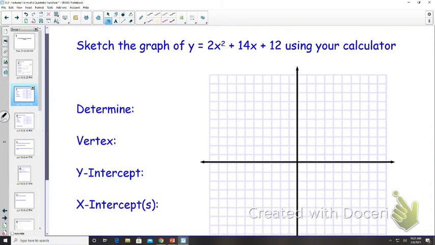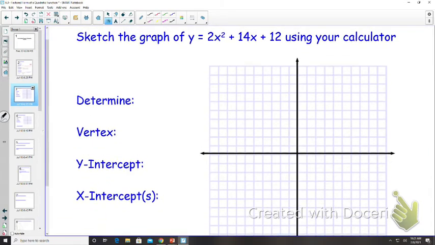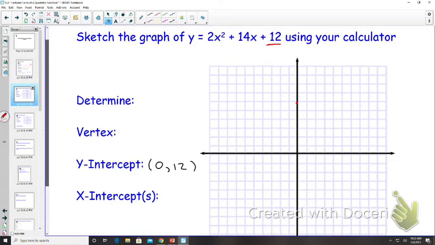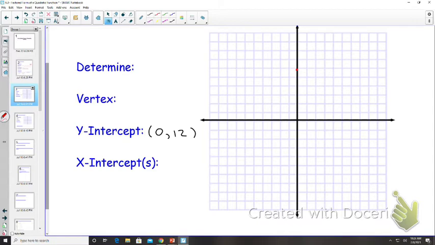Okay, using your calculator, go ahead and bust these out. Sketch the graph of 2x squared plus 14x plus 12. Looking at this quadratic equation, again in standard form, ax squared plus bx plus c, we can tell that our y-intercept is going to be at 0 and 12. If you use the calculation functions on your calculator, you can find your other values. We're going to have a vertex at negative 3.5 and negative 12.5.